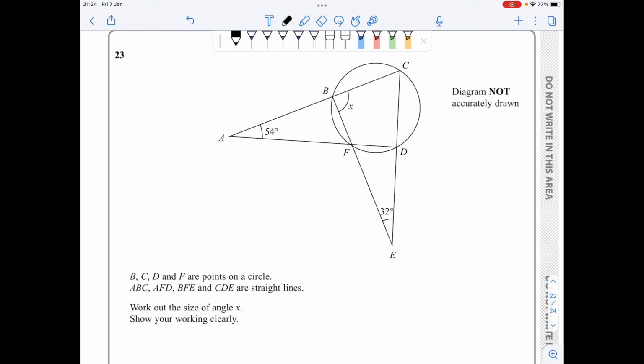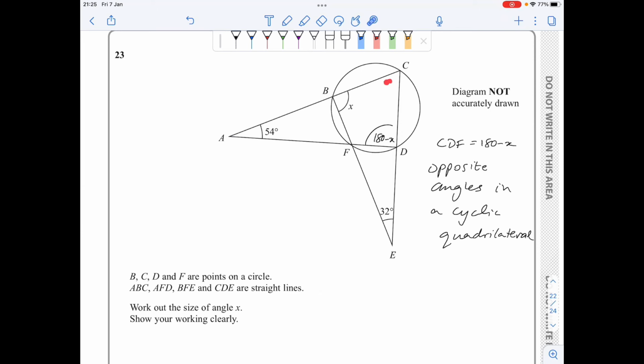I'll start question 23 by finding an expression for this angle here, and because BCDF is a cyclic quadrilateral, this angle here is 180 - x. The next thing I'm going to do is find angle C here using two separate methods. One of them is to use the sum of the angles of this triangle, and the other method would be to use the sum of angles of this triangle, and then I'm going to equate the two expressions and get an equation which, when solved, will give me the value of x.